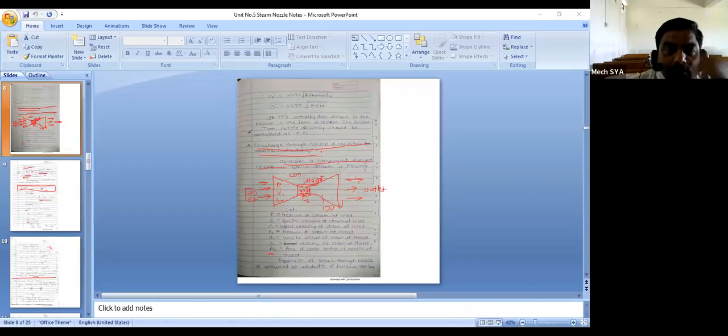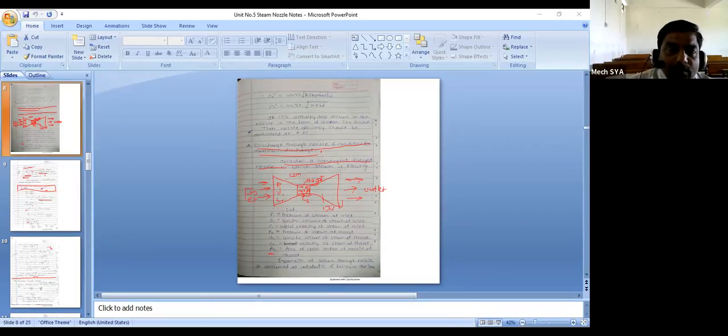So H1 will be the inlet parameters, where we denote inlet by suffix 1, and outlet parameters by suffix 2. The total energy of the steam at inlet of the nozzle is equal to the specific enthalpy plus kinetic energy, so it has some kinetic energy. So H1 plus C1 square divided by 2 is equal to the total energy of steam at outlet. Enthalpy is decreasing, but kinetic energy is increasing, so H2 plus C2 square divided by 2.